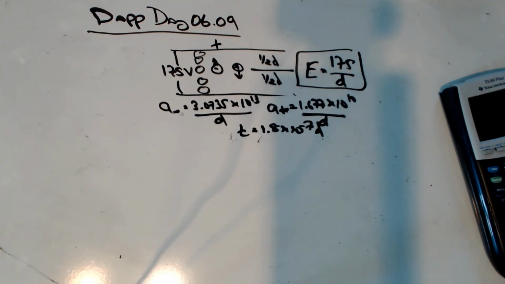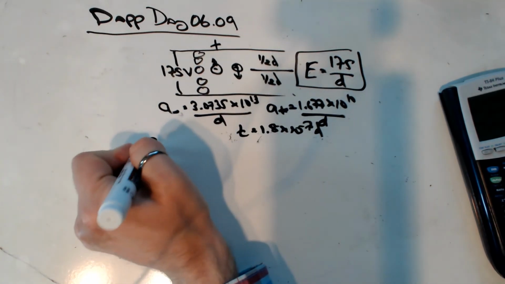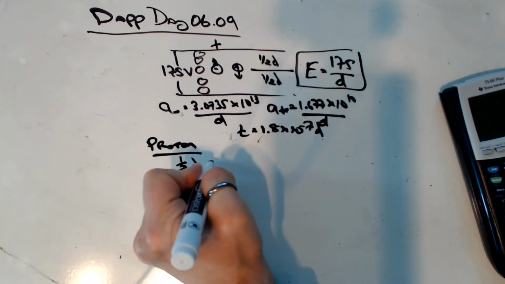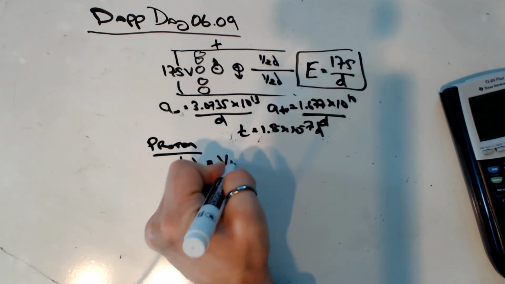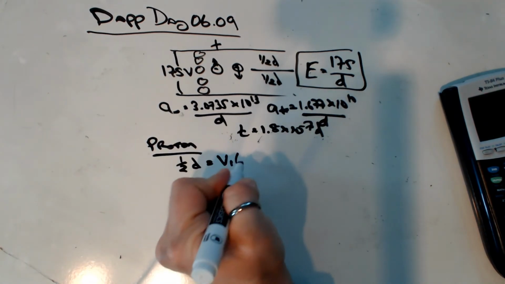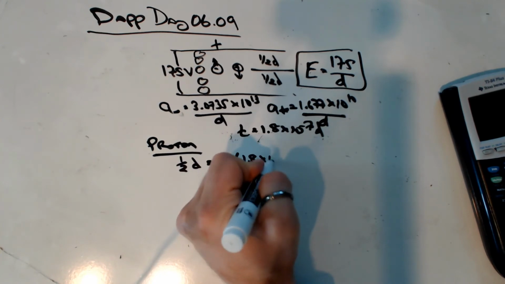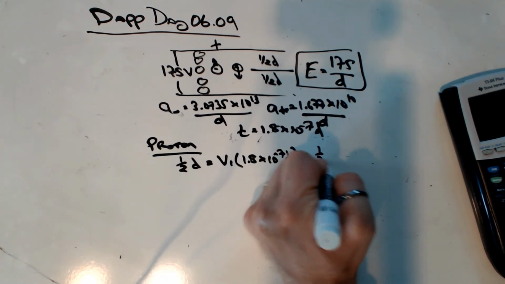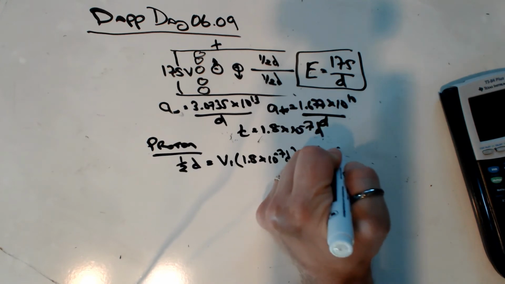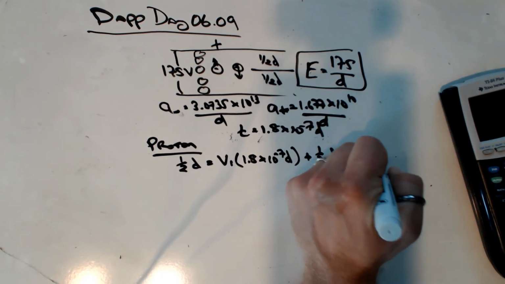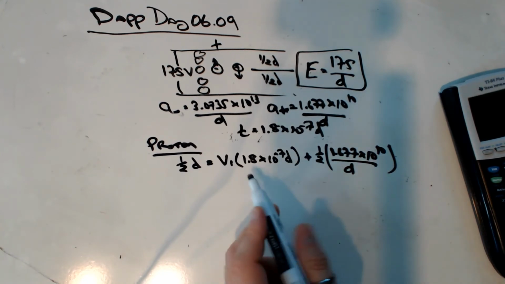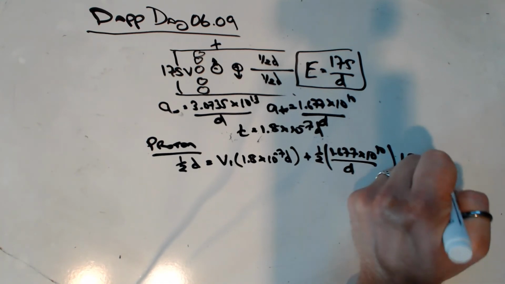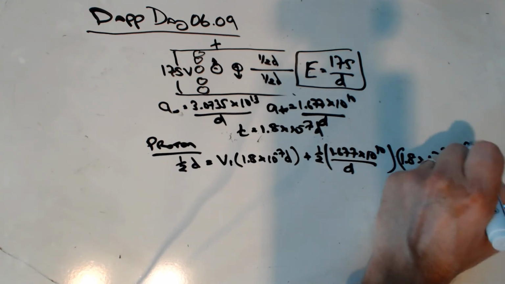The proton is also going to experience a 1/2 d, because it only goes half the distance, but it has a VI. So the VI is multiplied by t, which is 1.8 times 10 to the negative 7 d, plus 1/2 a, which for the proton was 1.677 times 10 to the 10 over d, times t squared, which means we get 1.8 times 10 to the negative 7 d squared.